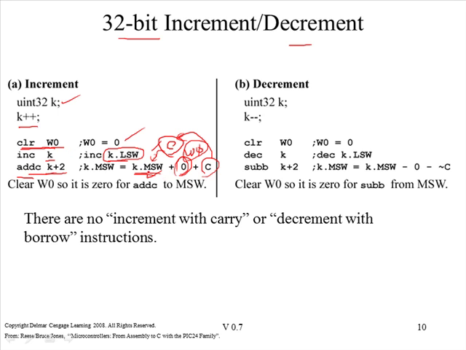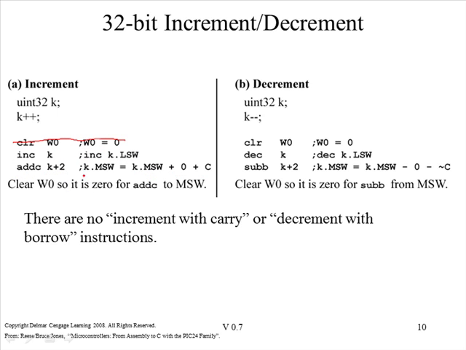So when we did this instruction, we were adding in a 0 plus the carry that was produced by this increment instruction. If we did not include this instruction here, then when we added this instruction, this would be whatever W0 happened to be, and it could be a non-zero value producing the incorrect result.